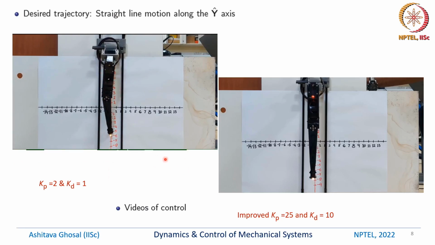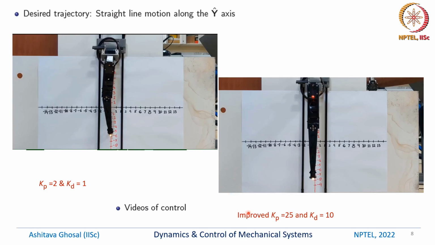This work was done by the student and TA, Mr. Pramod Pal. He has tried a lot of different ways of controlling the system. Then he tried out various values of Kp and Kd.